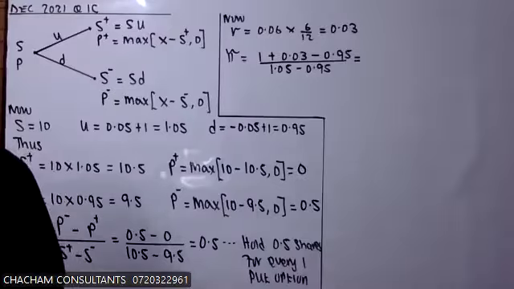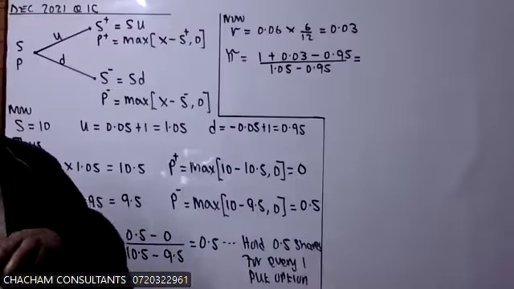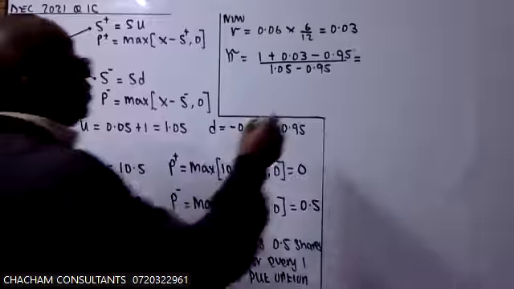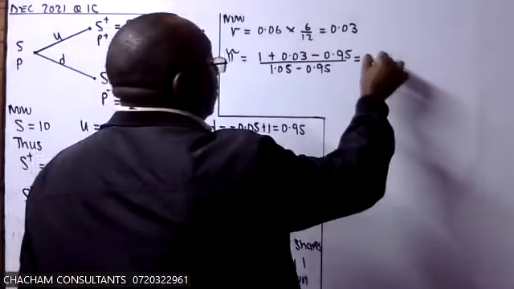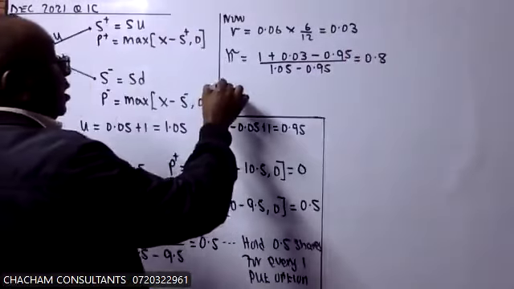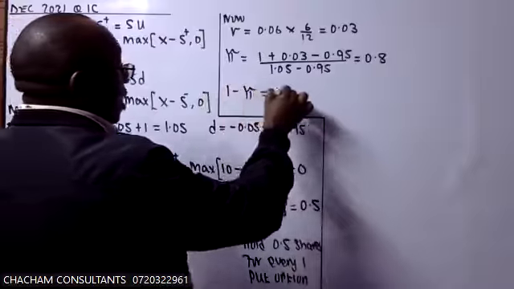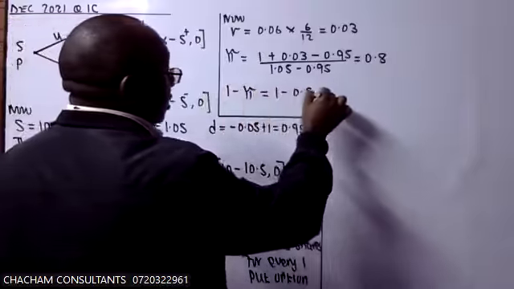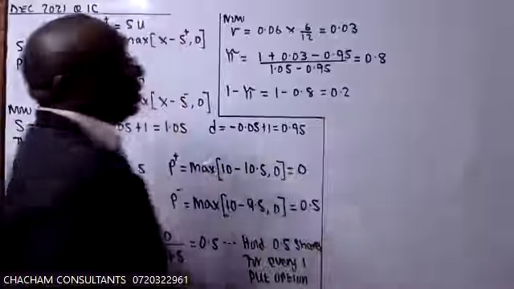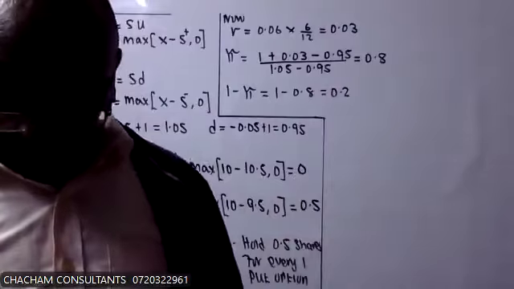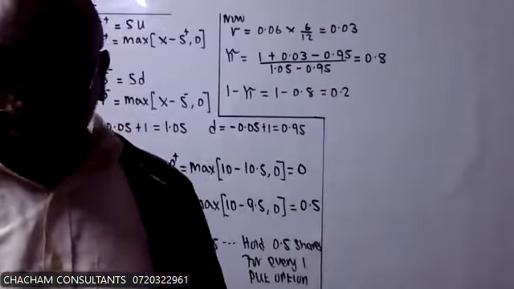0.8. So 0.8 is the probability of going up. Then 1 minus pi is 1 minus 0.8. This is 0.2. The probability of going down.